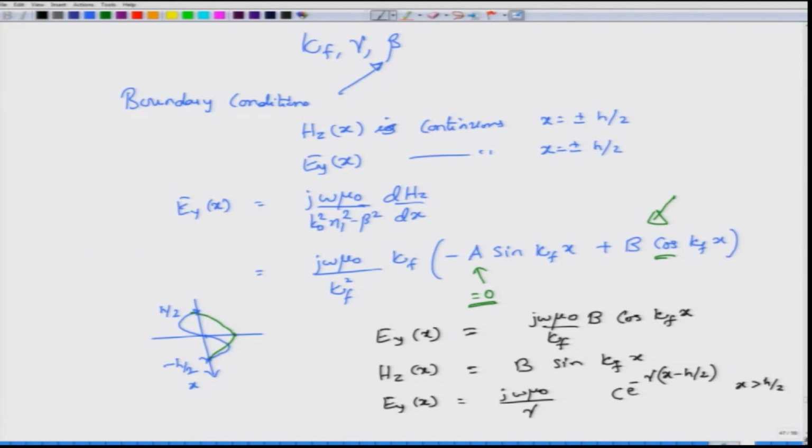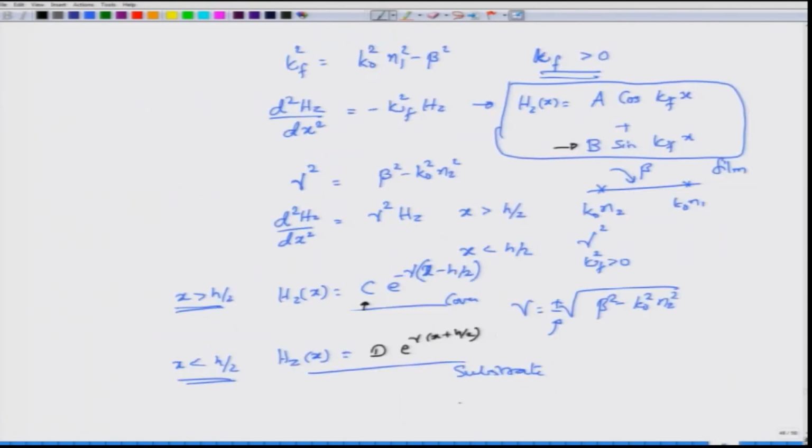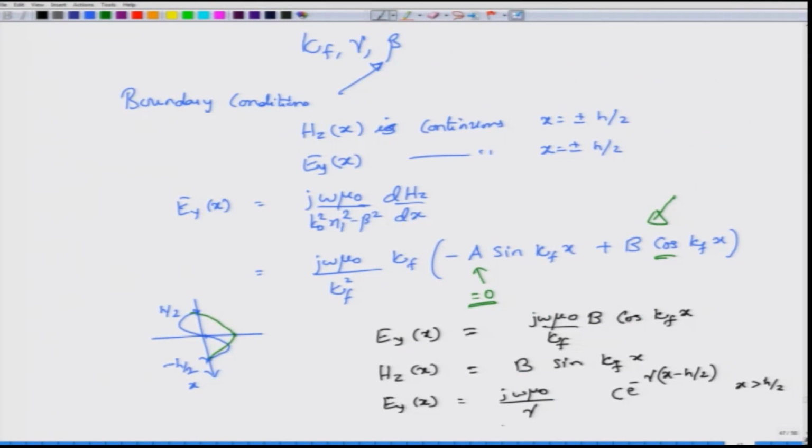And similarly when x is less than minus h by 2, I know that the solution is in terms of d, and when you differentiate this one with respect to x, gamma will be pulled out, and I know that there is a minus somewhere out there. So, I will have a minus j omega mu naught by gamma, and the constant will be d e to the power plus gamma x plus h by 2 when x is less than minus h by 2. So, for the fields in the substrate, this is the equation. Okay. Now, apply the boundary condition 1, or rather let us write down the boundary condition first in terms of Ey.